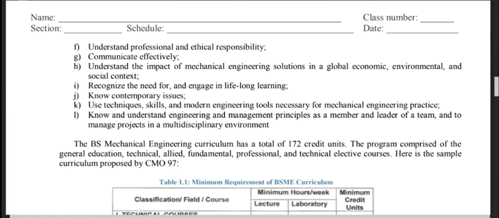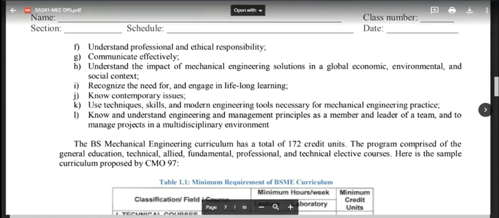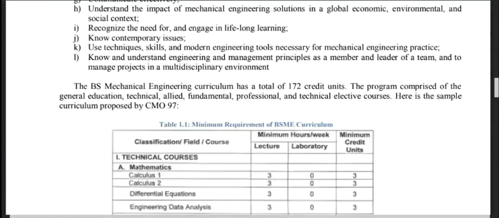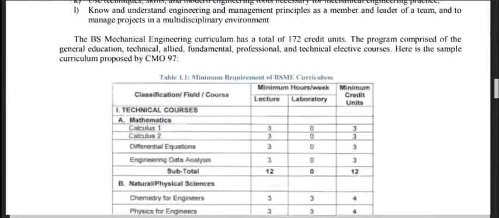Yun yung minimum requirement for our BS Mechanical Engineering program based on our CMO 97. The program comprises the general education, the technical, the allied, the fundamental, the professional, and the technical elective courses. And then here's the example of the curriculum proposed by the CMO 97. So these are the subjects that you will be taking while you are in the BS Mechanical Engineering program.